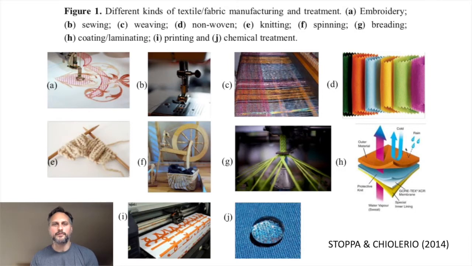If you want to take it to the next level after prototyping and engage with more serious production, there are many different technologies available for fabric integrated electronics. Here we can see an overview of the different types of textile and fabric manufacturing and treatment. You would find embroidery, sewing, weaving, nonwovens, knitting, spinning, braiding, coating and laminating, printing, and chemical treatment.